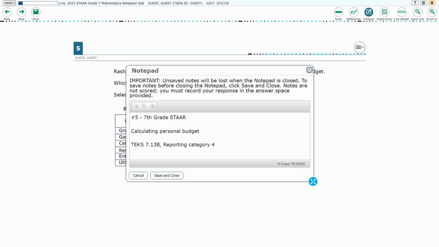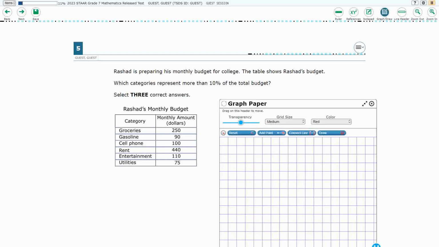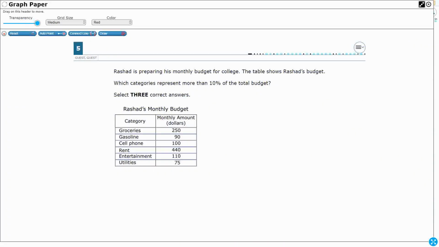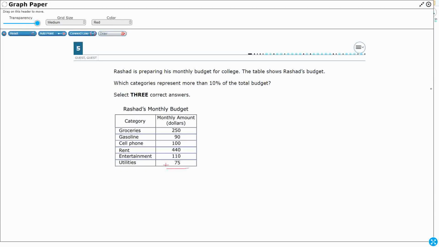This is TEKS 7.13b in reporting category 4. We've got a monthly budget for college, and we need to find categories that represent more than 10% of the total budget. Well, they give you each category. They don't give you the total. So step 1 here is let's go ahead and add this up. They conveniently lined everything up for us.